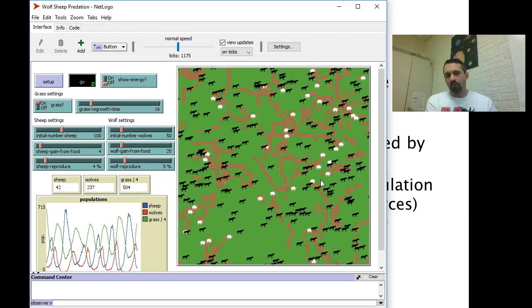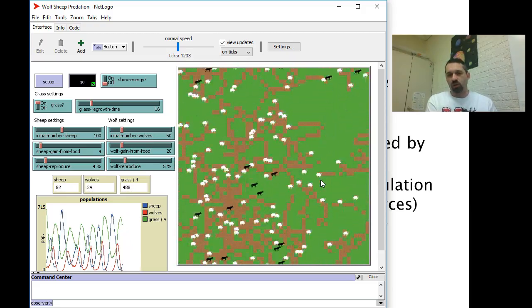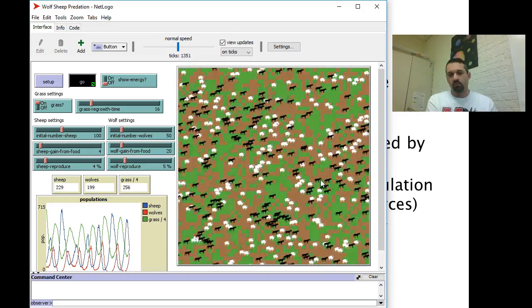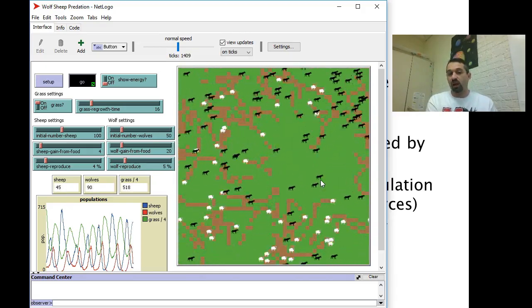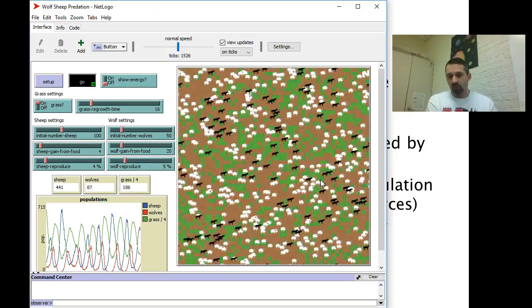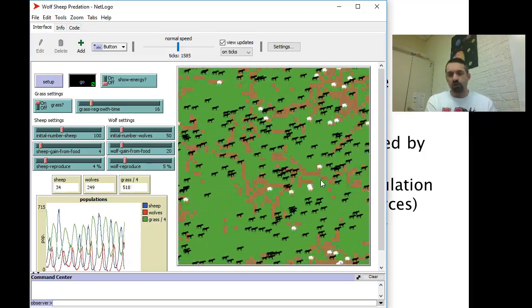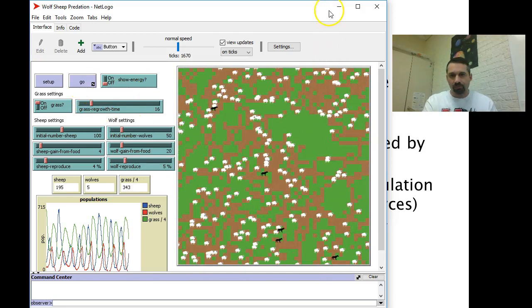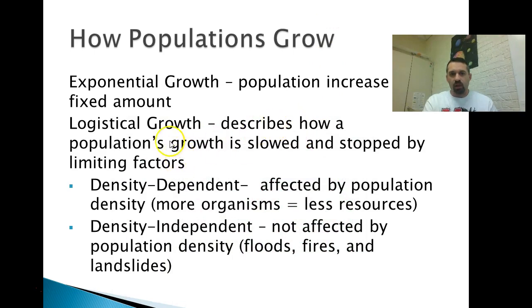And so probably if we let this model run long enough, eventually one of the two species would die out completely. But as you can see, because of the limiting factor of the grass growing, neither species completely dies out. So that's pretty cool. So what this model shows is, I'm just going to go ahead and stop that here. What this model shows is how a population's growth is slowed or stopped by a limiting factor.